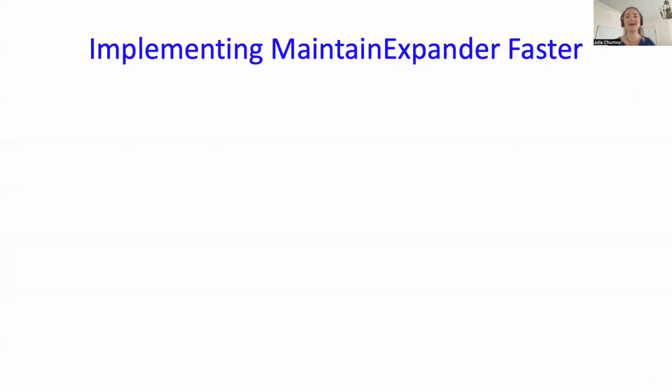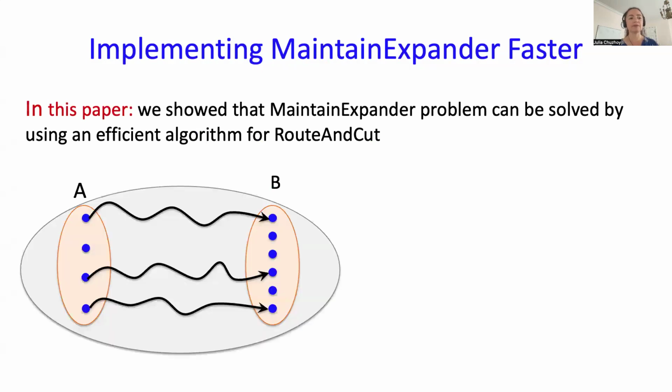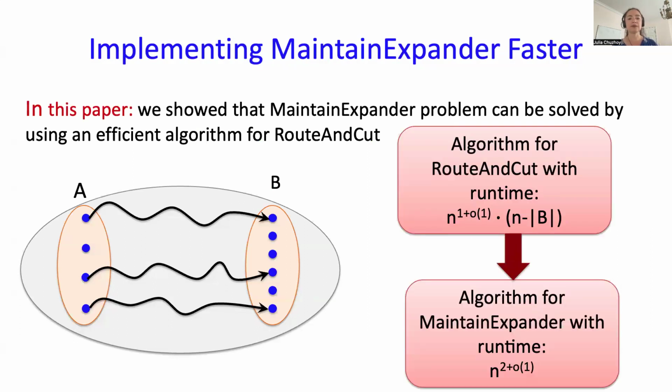So now let me tell you what our result in the STOC paper looks like and how it speeds up this algorithm. Our main technical contribution is to show that we can reduce this maintain expander problem to route and cut. If you remember, in the route and cut problem, we have these two sets A and B of vertices, and we want to connect A to B with many disjoint paths. What we showed is that if we have an algorithm for route and cut which is quite fast, with running time roughly n times (n minus the cardinality of B), then we can get an algorithm for maintain expander whose running time is close to n².